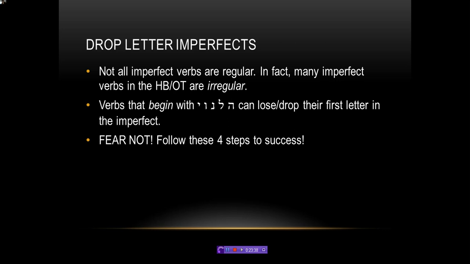So here's the idea. Verbs that have as their first radical, the first letter in the root, yod, vav, nun, lamed, or hey can lose or drop their first letter in the imperfect. That's the basic thing we're going to focus on: roots that have one of these letters in the first position lose it in the imperfect. And so what we have to do is learn what the verb looks like when they lose it, and then how to recover what the original root is so that we can provide a proper translation.